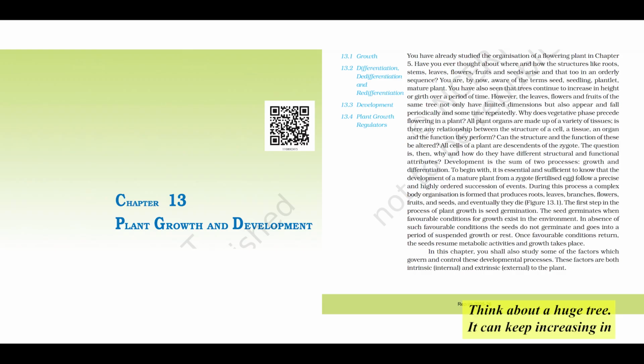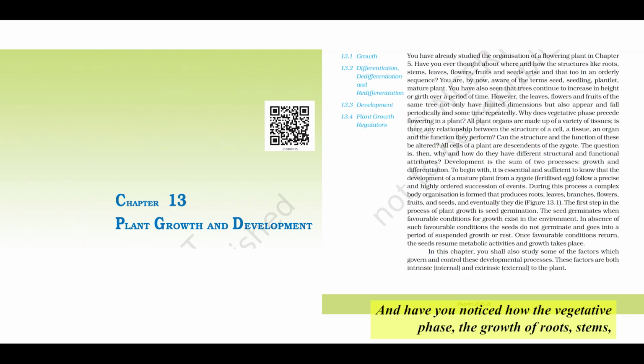Now here's something interesting. Think about a huge tree. It can keep increasing in height or girth seemingly forever, right? Almost unlimited growth. Yeah, for centuries sometimes. Exactly. But its leaves, flowers, and fruits, they have very defined sizes. They appear, do their job, and then fall off, sometimes repeatedly. Right, that's a different pattern. More limited. Precisely. It's like two different developmental clocks running.